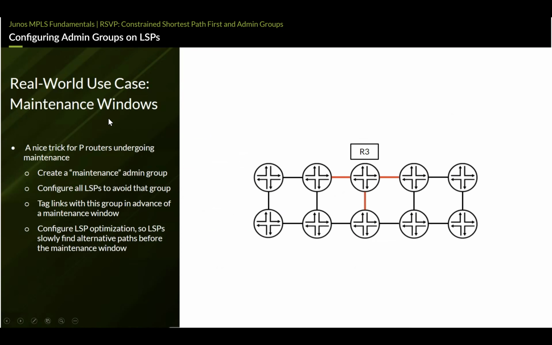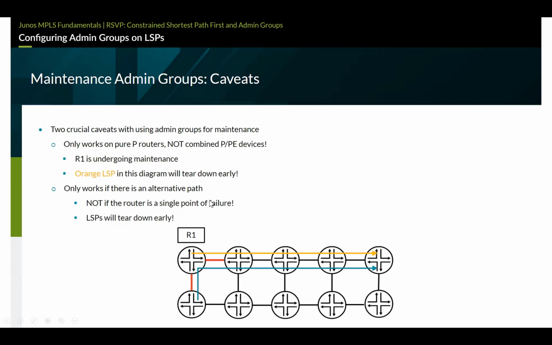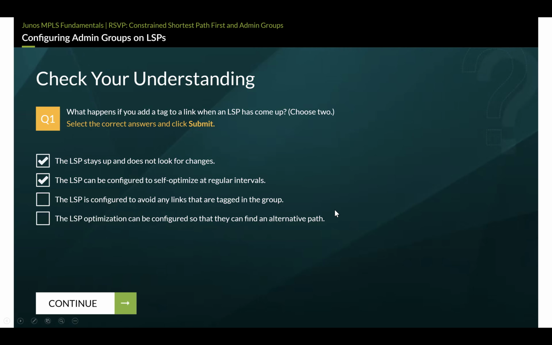Real world use case: maintenance windows, like these admin groups, maintenance admin groups. Caveats: if you deploy the admin groups, there is another configuration in your MPLS backbone routers. Create the admin groups, assign the admin groups on the interface, and also define the admin groups in your LSP. So there are three steps you have to complete in your MPLS backbone routers. Okay, this is the ending of this section.